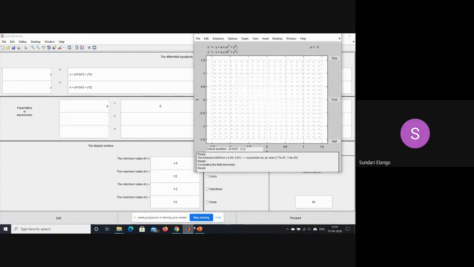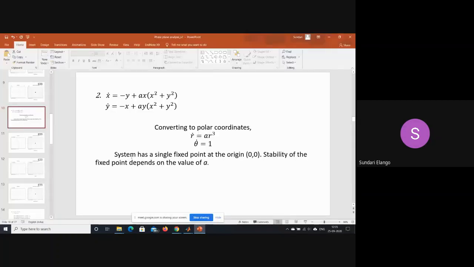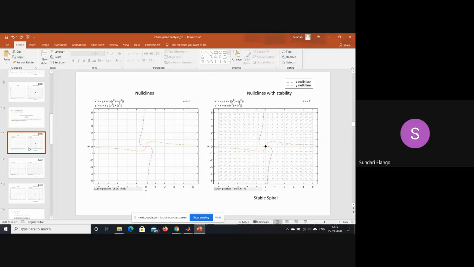So now again, I'm changing the value of A to see how the system changes. I'm sorry, I missed out the Jacobian here. So the Jacobian will be 3A r square, 0, 0, and 0. So it will again depend on the value of A.